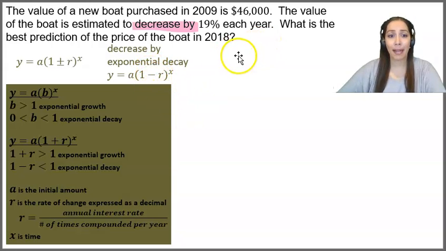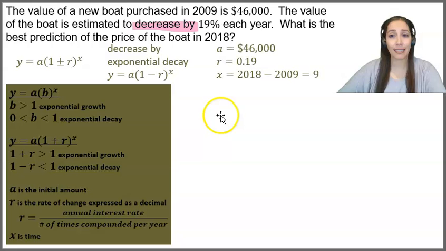So I'm going to get my a, my r, and my x. My a is my initial amount, which was $46,000. That was the initial price of the boat. My r is my rate of change. It says 19% each year. 19% as a decimal is 0.19. And x is my time.